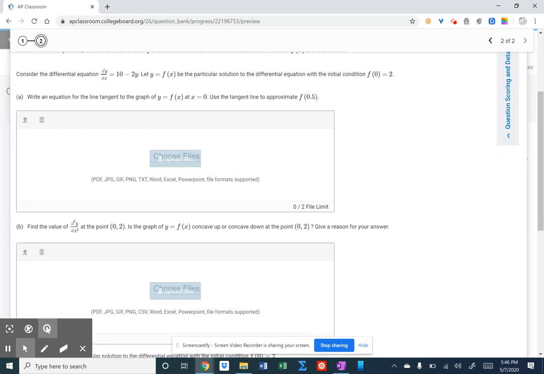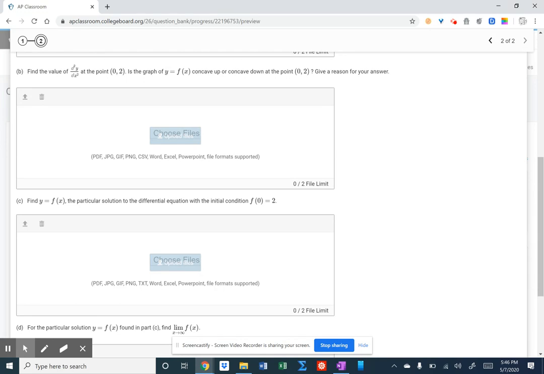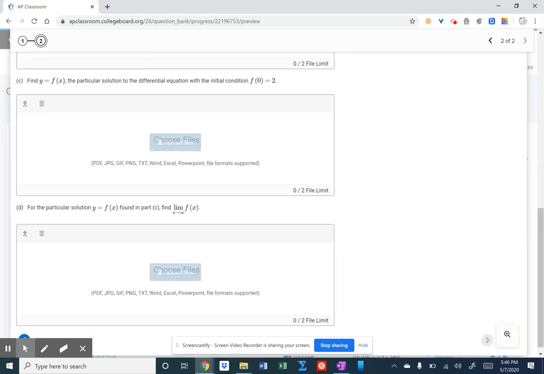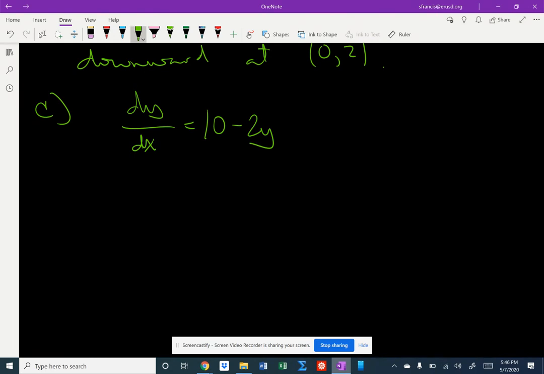All right, for letter C, we want to find y equals f of x, the particular solution to the differential equation with the initial condition f of 0 is equal to 2. So we're solving the diffie-q. And so let's get into that. Of course, our method for doing that is separation of variables.